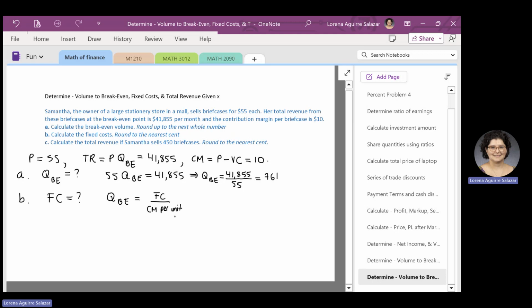And when we rearrange this formula, we find that fixed costs equal Q sub BE, so the break-even volume, times CM per unit. And we have the break-even volume from part A. We have 761. And the contribution margin per unit is $10. So multiply those numbers to find the fixed costs. And we find that fixed costs are $7,610. So $7,610 is the answer to part B of this problem.